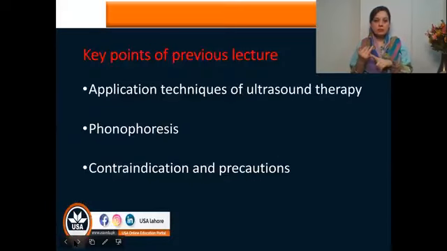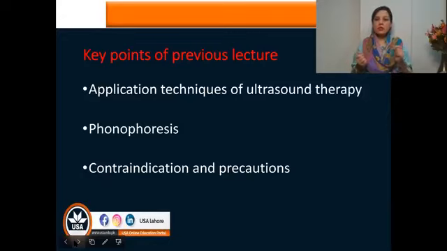Moving towards today's lecture, firstly, let's go through the key points of the previous lecture. Last time we were studying ultrasound therapy, its application techniques, precautions, and contraindications. Basically, there are three types of applications of ultrasound therapy. You can either apply it directly, or you can go through the immersion technique, in which we can immerse the distal extremities like the wrist, hand, foot and ankle, basically for irregular areas. And we've also studied the pad and bladder method.